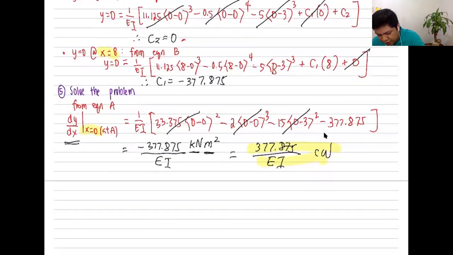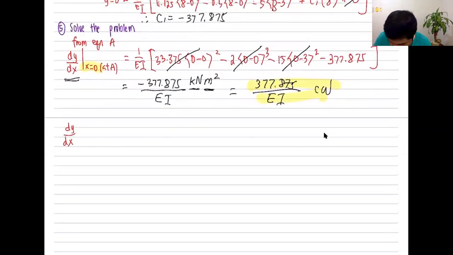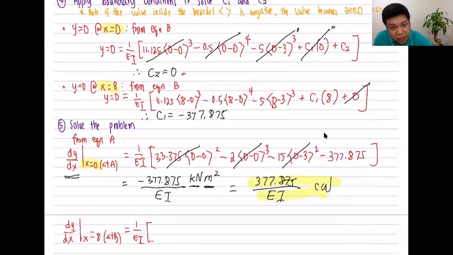Okay, next, let's continue solving. The second item, we're being asked for the slope at point B. Okay? So the slope at point B or at the very right end. So what is dy over dx? Okay, so what's dy over dx at x is equal to 8 or at B? Okay, so this is just equal to, again, we'll just substitute 1 over EI. Again, I'm using equation A. Why equation A? Because I'm solving for the slope.